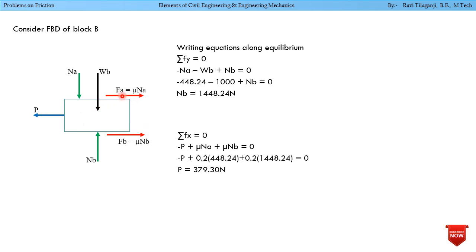So FA value we are having 0.2 into Na, and FB value also we are having 0.2 into NB. NB value we are knowing, Na value is also known. Writing the equation in x direction, minus P plus mu into Na plus mu into NB equals 0, minus P plus 0.2 into 448.24 plus 0.2 into NB value equals 0. Therefore, we are having the horizontal force P value as 379.3 newtons.